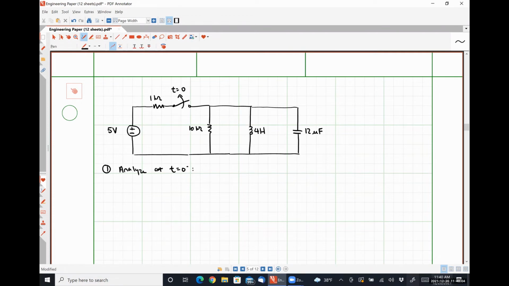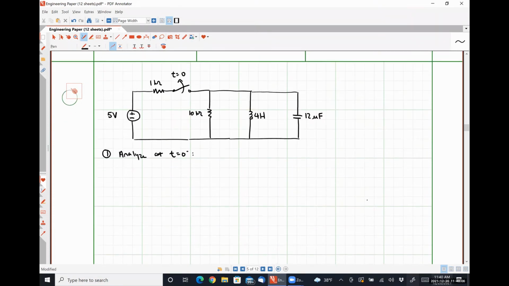So at t equals 0 minus, I guess we should define some quantities here. So let's call this VC of t. What other things might we want to know? Let's pick what we're going to solve for. We're going to solve for VC of t for sure. What else do you want to solve for? Current through the inductor. All right. Let's just leave it at those 2 things.